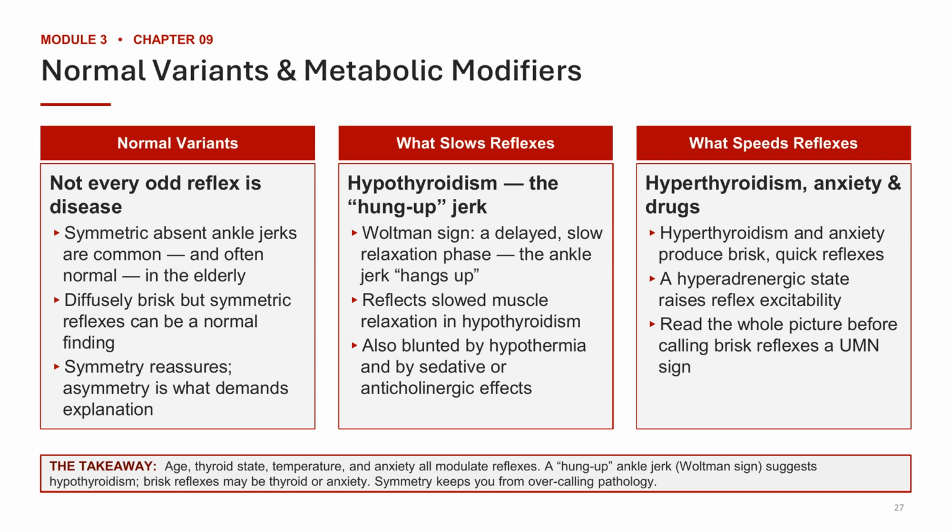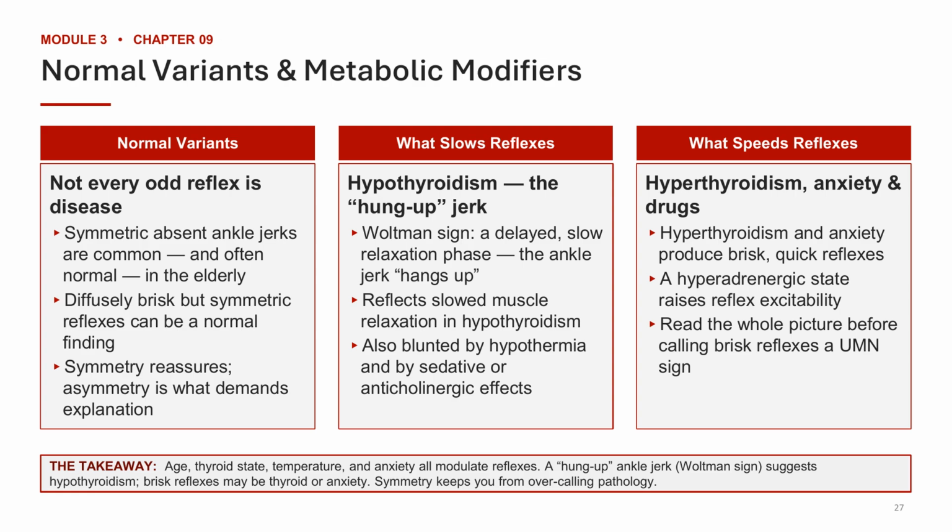Before we apply all of this to patients, here is a slide to protect you from overcalling pathology. Not every unusual reflex is disease. Start with normal variants. Symmetrically absent ankle jerks are common in the elderly and are frequently normal. Diffusely brisk but symmetric reflexes can also be a normal finding, particularly in anxious or thin young patients. The principle that rescues you in both situations: symmetry reassures, asymmetry demands explanation.